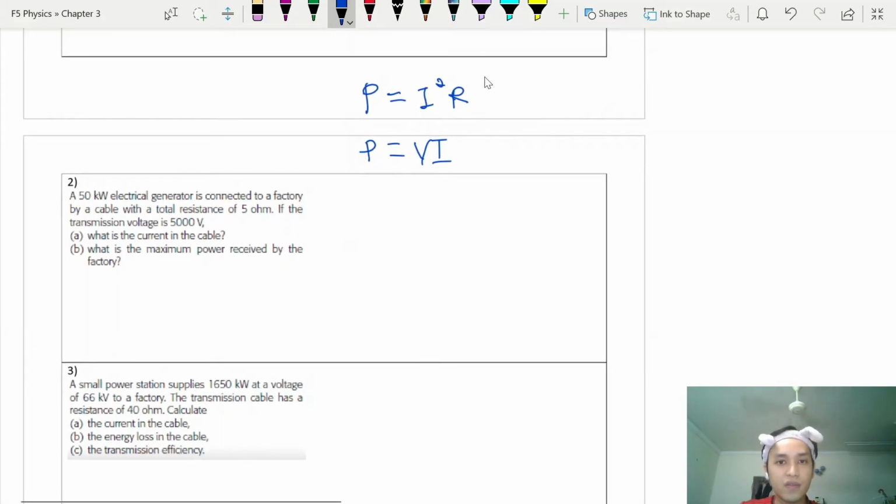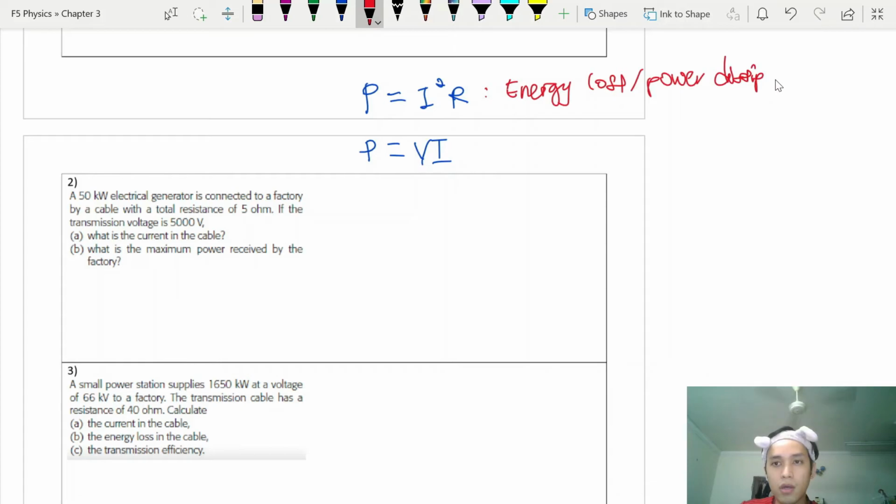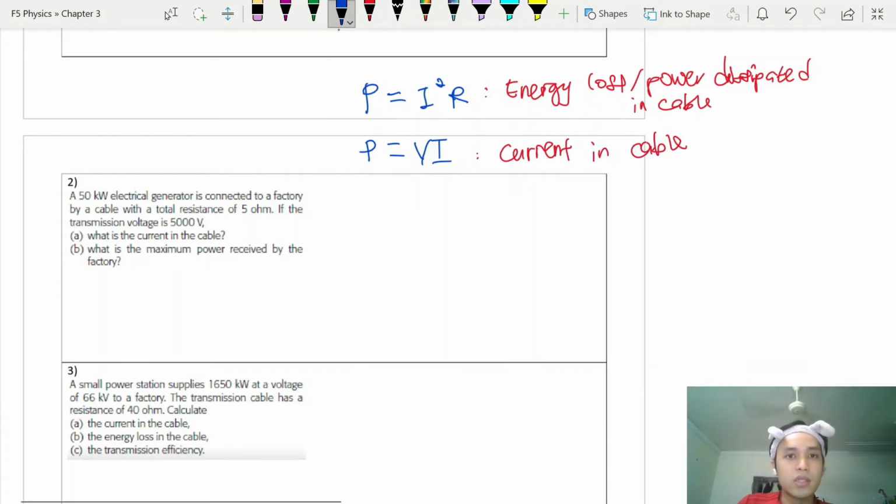Now, what is the function of this one? This formula, I squared R, is to calculate energy loss or power loss or power dissipated in the cable. This other formula is to allow me to calculate the current in the cable. In other words, you need to use this formula to first calculate the current in the cable, then only you can apply it into this formula.